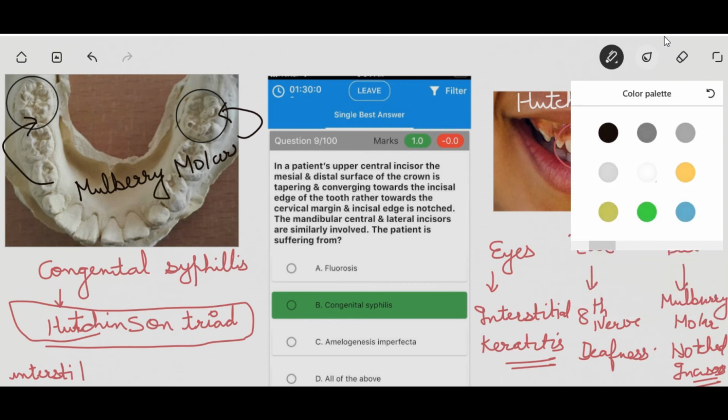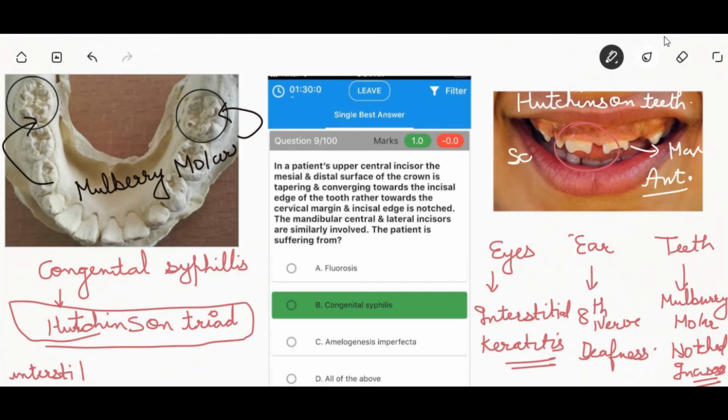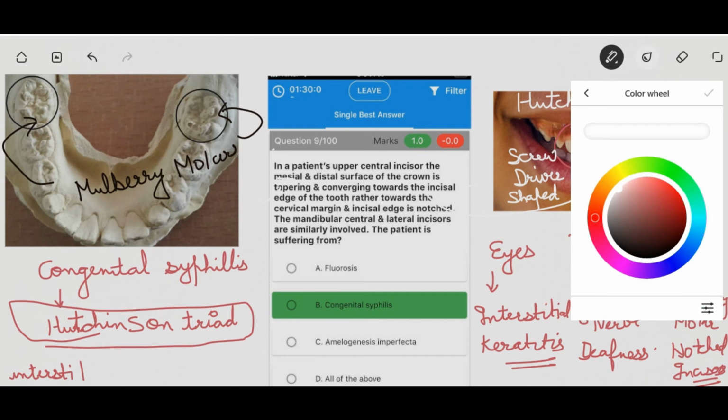The mesial as well as distal surfaces of the crown are tapering and converging toward the incisal edge of the crown rather than the cervical margin. Also, you will see that the incisal edge will be notched. The mandibular central and lateral incisors may be similarly involved, but the maxillary lateral incisor may be normal. So that is known as Hutchinson teeth.